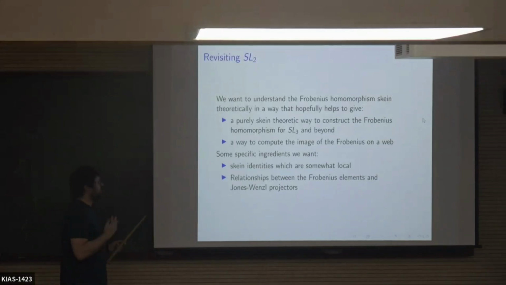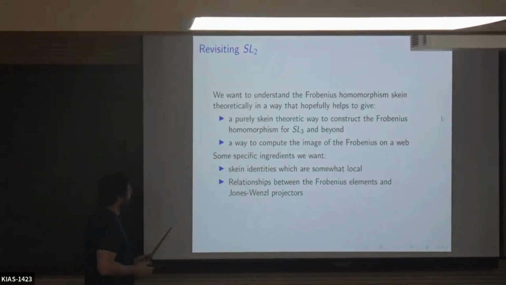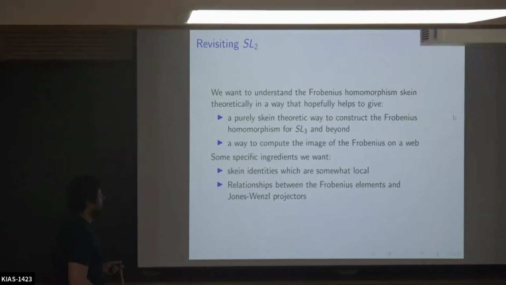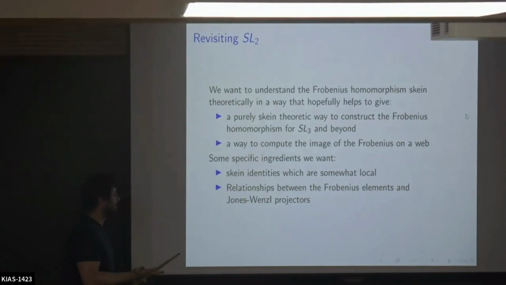So it's hard to say things about webs for higher ranks. The idea is to go back to SL2. My goal is to find a new purely Skein-theoretic way to construct the Frobenius homomorphism that has more of a chance to generalize to higher rank than the other ways we know.